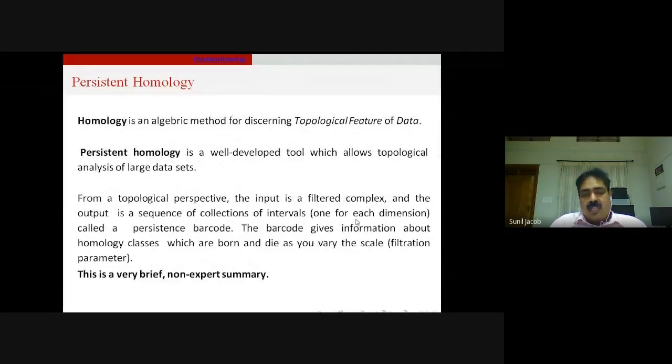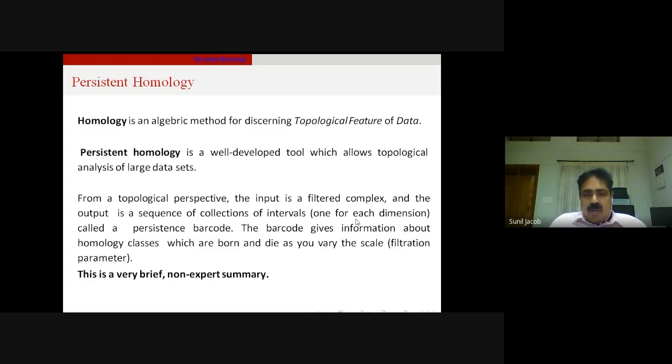And this is the summary. Homology is an algebraic method for discerning topological features of data. And persistent homology is a well-developed tool which allows topological analysis of large data sets. From a topological perspective, what we input here is a filtered complex. Later we will see what a simplex is, what a complex is, and from that how we will construct a topological space. All these things will be covered. Then a filtered complex will be input.